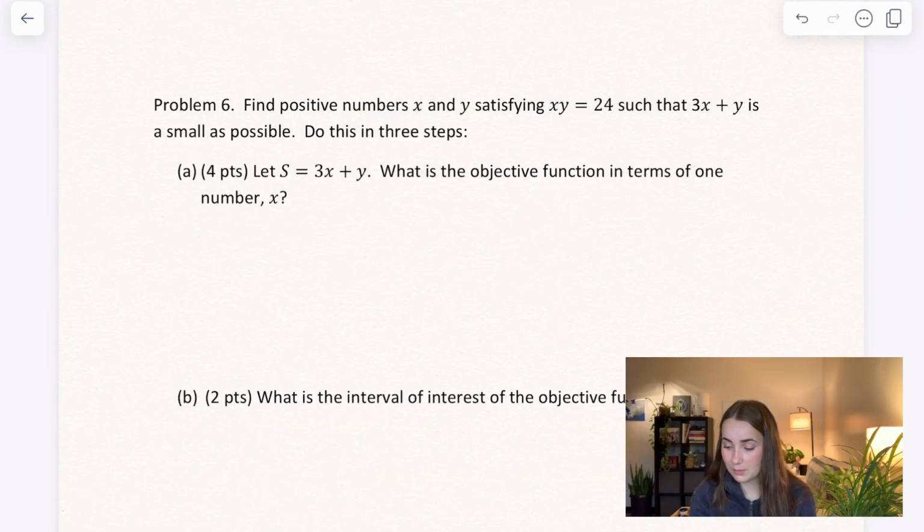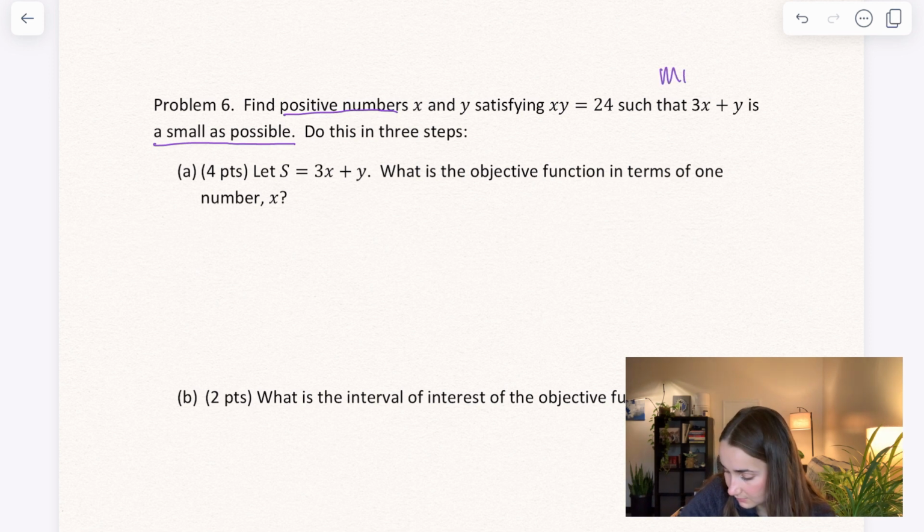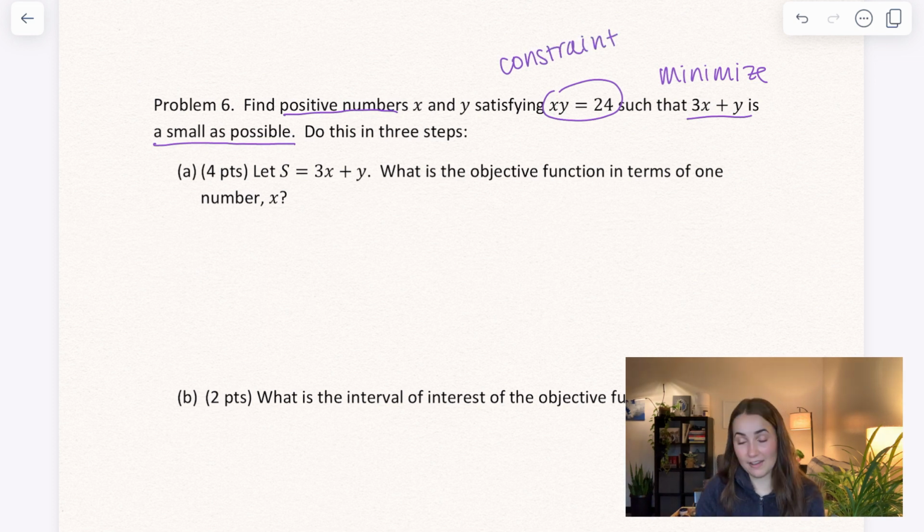Okay, so we want to find positive numbers, x and y, satisfying x times y equals 24, and such that 3x plus y is as small as possible. So we are trying to minimize 3x plus y. And we have a constraint right here where x times y have to equal 24. So let s equals 3x plus y. What is the objective function in terms of one number x or one variable?